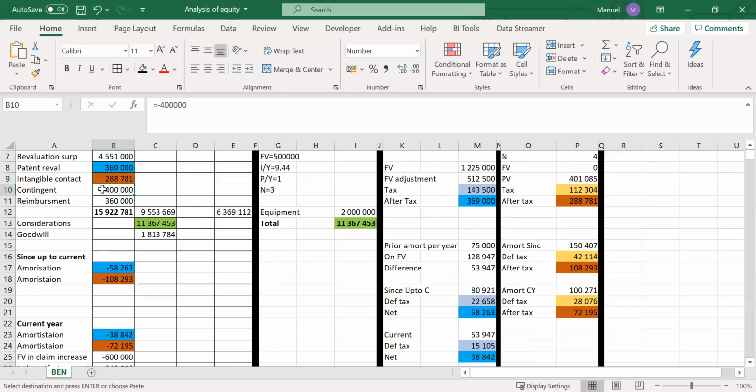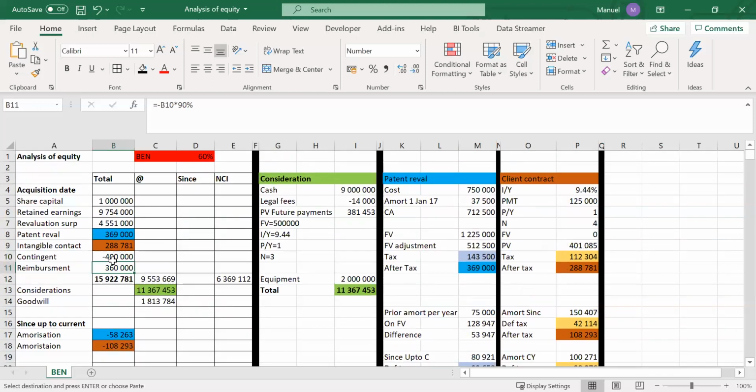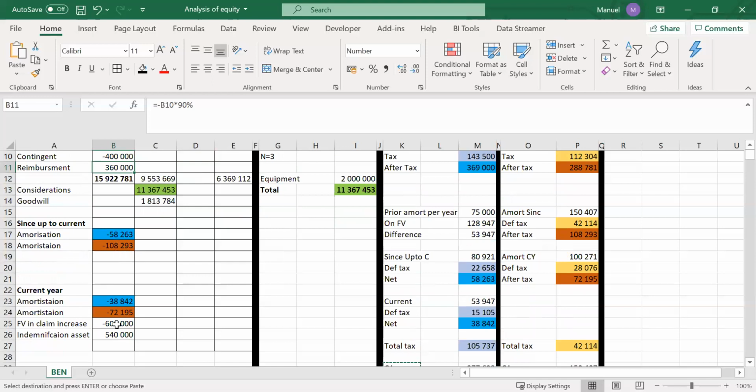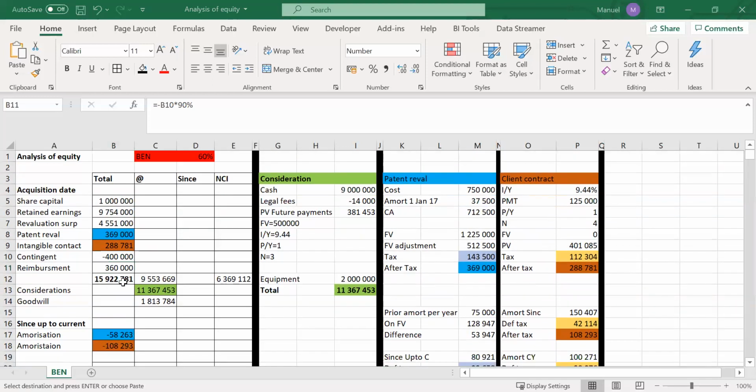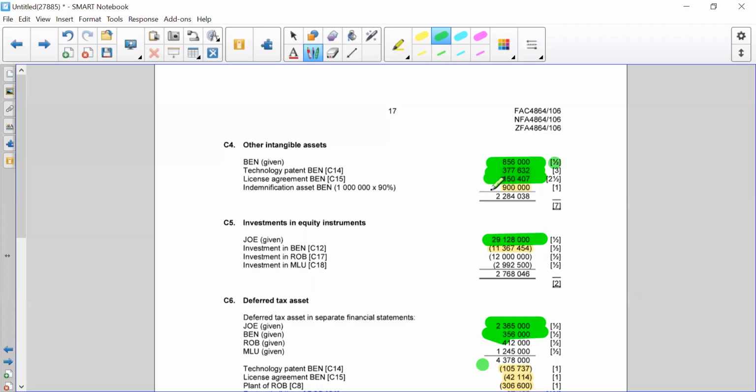There is the contingent, but remember that contingent will sit as a liability that we recognize at acquisition date, not necessarily as a non-current asset. So that's why we won't see it in this solution. And then there is a reimbursement. Okay, so we know at the end of the year, the reimbursement was 90% of $1 million. So that's how they get the 900,000 indemnification asset that sits in other intangible assets.